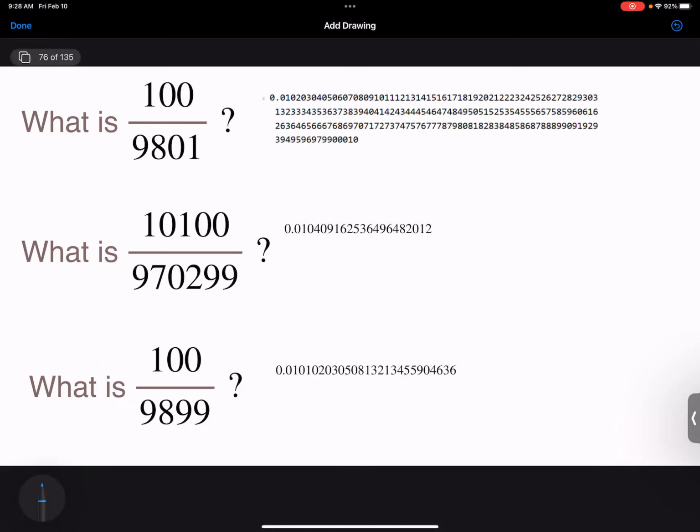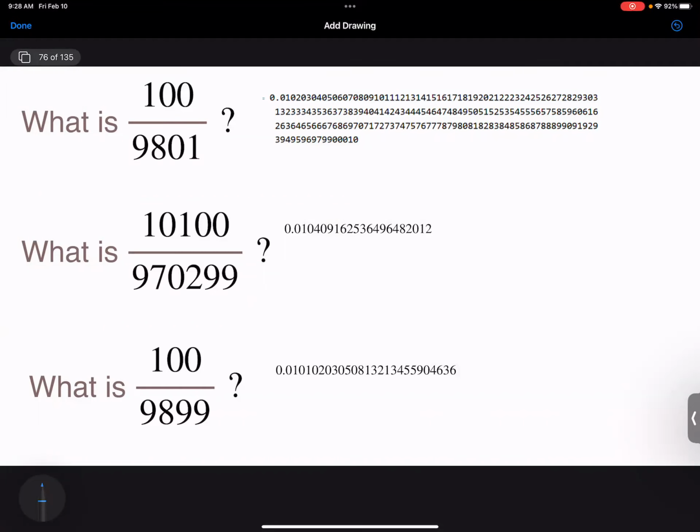If you do them out, the first one is 0.01, 0.02, 0.03, 0.04, 0.05, 0.06, 0.07, 0.08, 0.09. The next one is 0.01, 0.04, 0.09, 16, 25, 36, 49, 64, 81. But then the pattern breaks down. The last one is 0.01, 0.01, 0.02, 0.03, 0.05, 0.08, 13, 21, 34, 55. Instead of 89, which is the next Fibonacci number, it's 90.